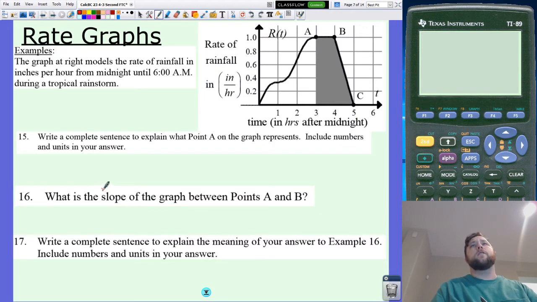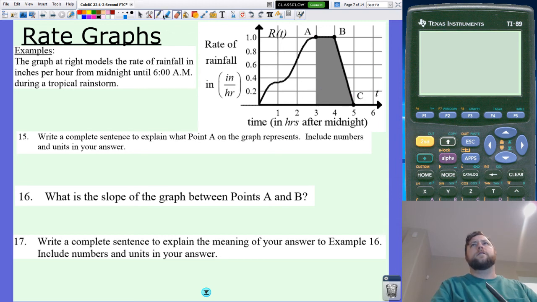All right, rate graphs. So just watch this example. This is a graph of a rate on the y-axis, inches per hour, and time on the x-axis. So this models rainfall in inches per hour from midnight until 6 a.m. So if I have a rate on the outside and you integrate this area under the curve, what does it represent? Well, it actually represents how much water you have, or how much rain you have. So this is like integrating a rate graph, how much rain you've had in that time.